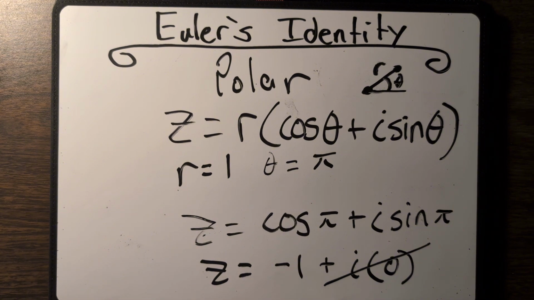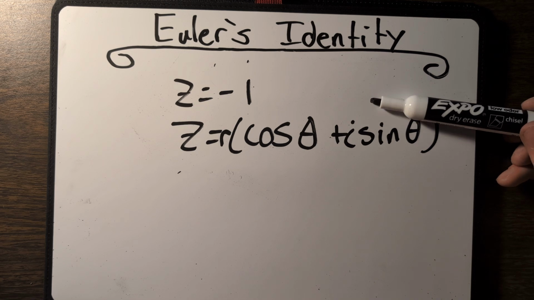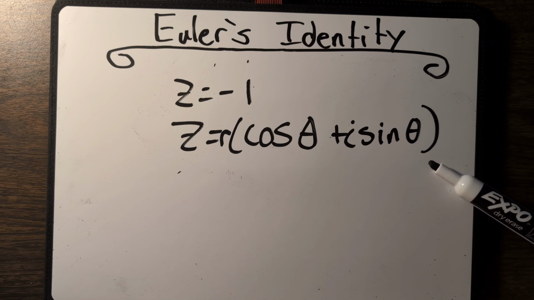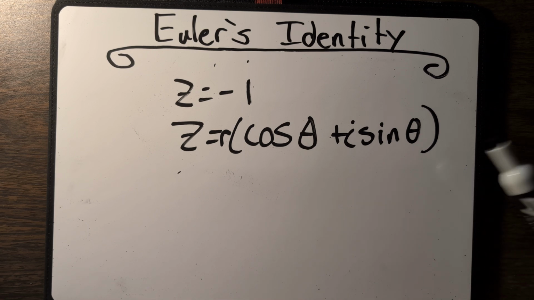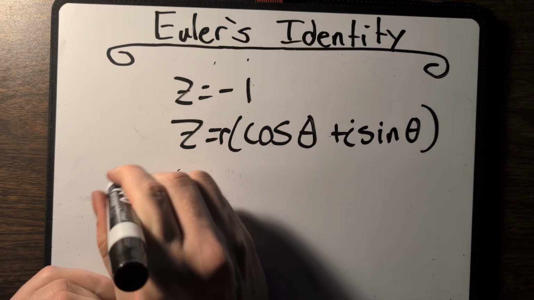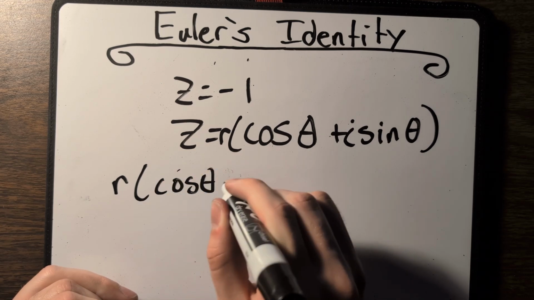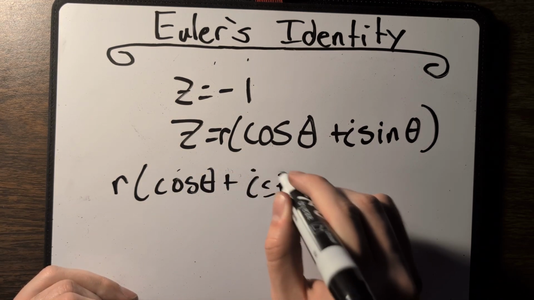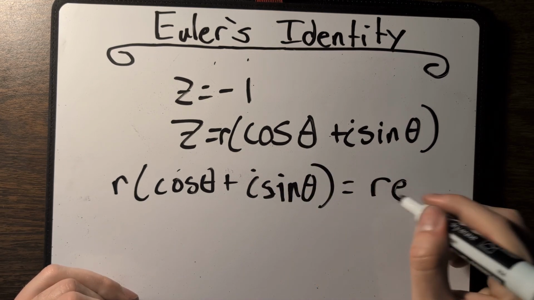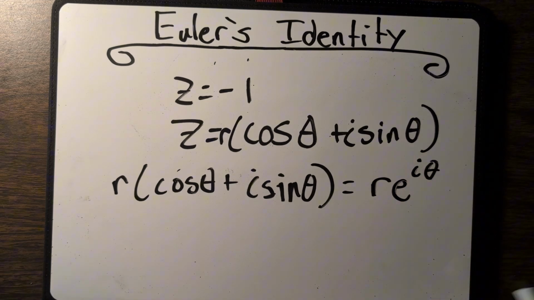Now, how do we use this? Well, since z equals -1, and z equals r times cosine theta plus i sine theta, we can put this equation into another form using what's known as Euler's formula, another one of Euler's contributions to the world of mathematics. We can say that this r times cosine theta plus i sine theta is equal to r e to the i theta.